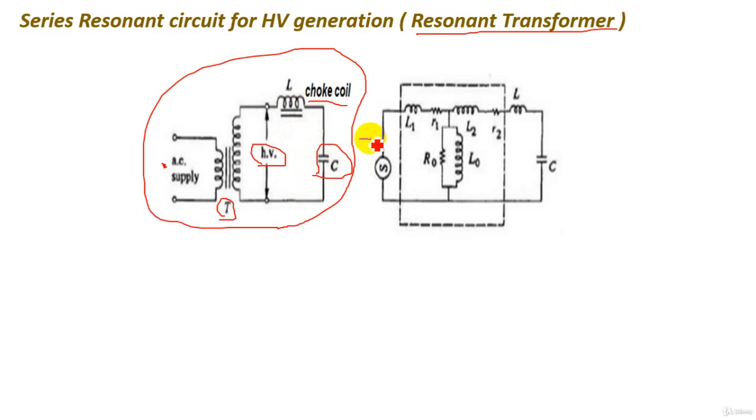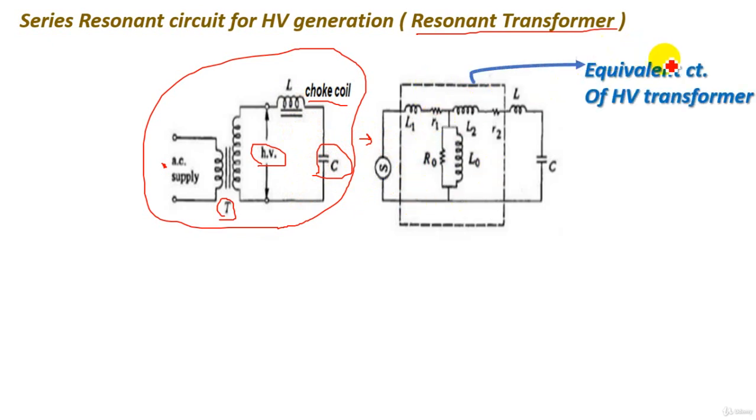This circuit will be the same circuit as we saw. This is the supply, and this rectangle is the equivalent circuit of the high voltage transformer, which finally can be represented as an equivalent resistance and an equivalent inductor. So finally we have a resonance circuit, and this coil is the variable coil or choke coil to be adjusted to make resonance. So this method is used to produce very high voltage AC.